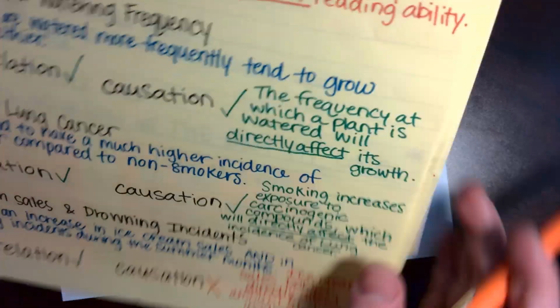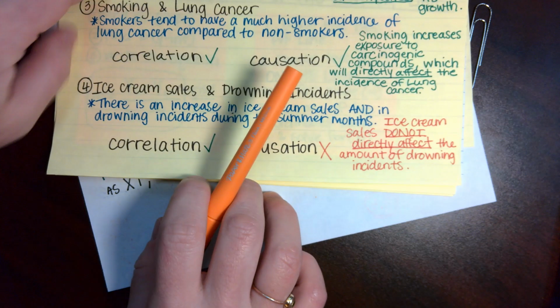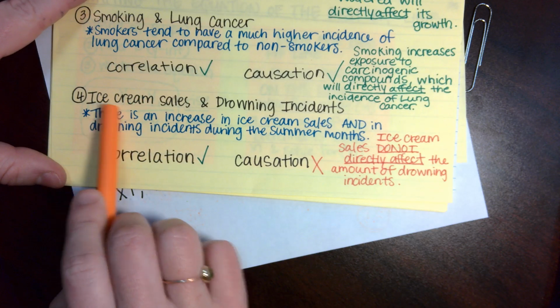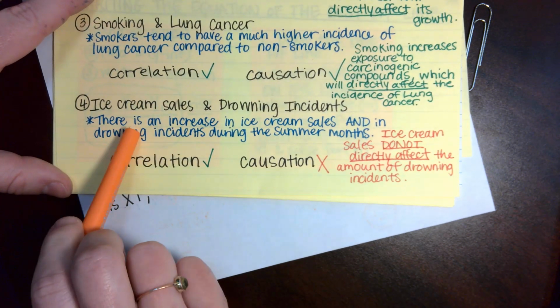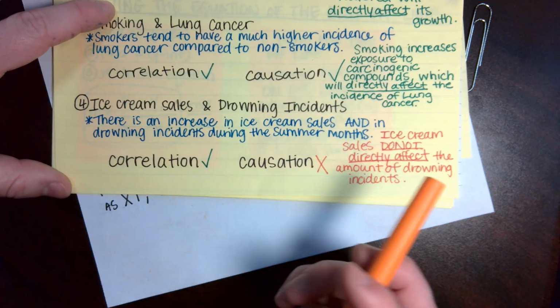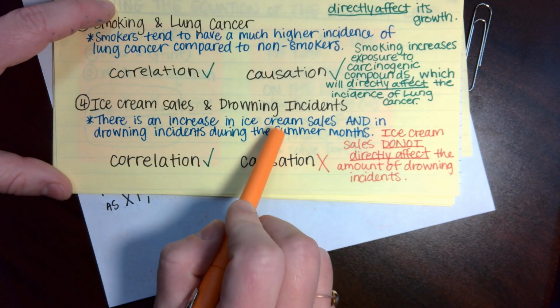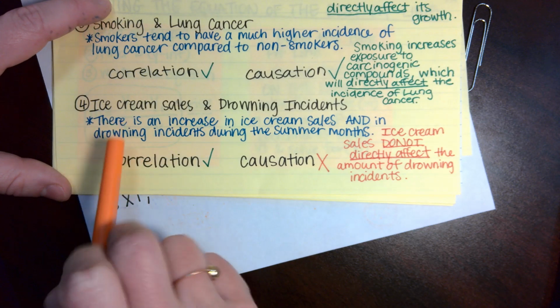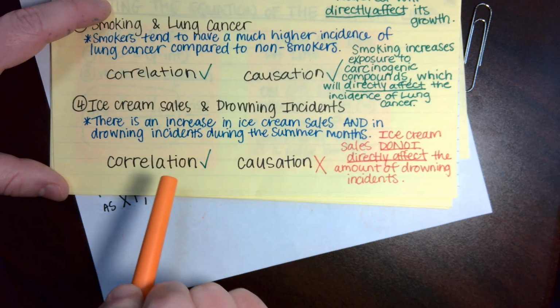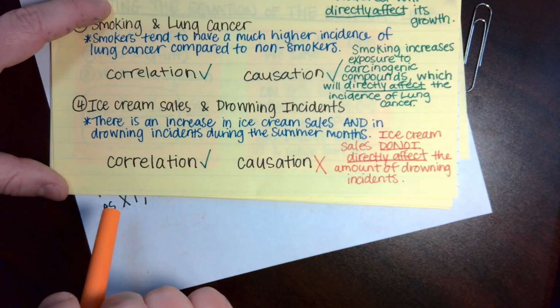Another example of not causation, of just correlation, was number 4. We talked about ice cream sales and drowning incidents. So somebody noticed that during the summer months, there was an increase in ice cream sales and in drowning incidents. At the same time, they increase and decrease in the same way. So why would this not be causation?